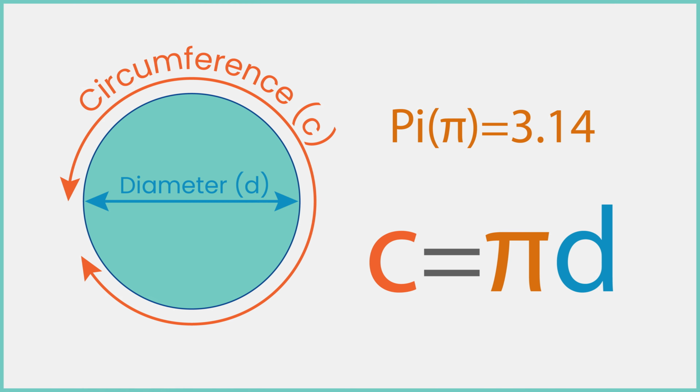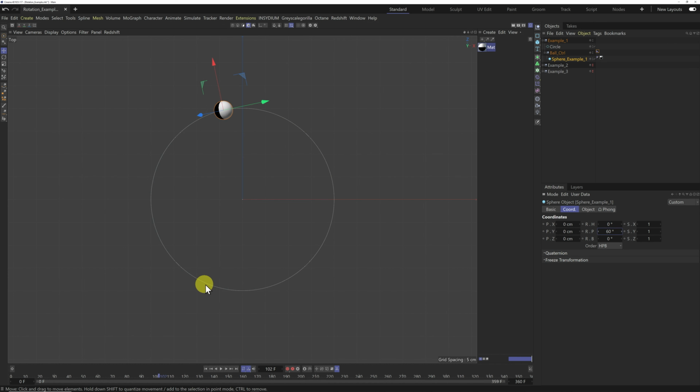So to work this out, we need to use a little bit of math. And to find out the circumference of the ball, we need to times the diameter by pi, and pi is 3.14. But also we need to work out the circumference of this circle spline as well. So let's work out the spline first. And it's always best to use the radius or diameter of the circle to work out the circumference. And I shall explain why in a moment.